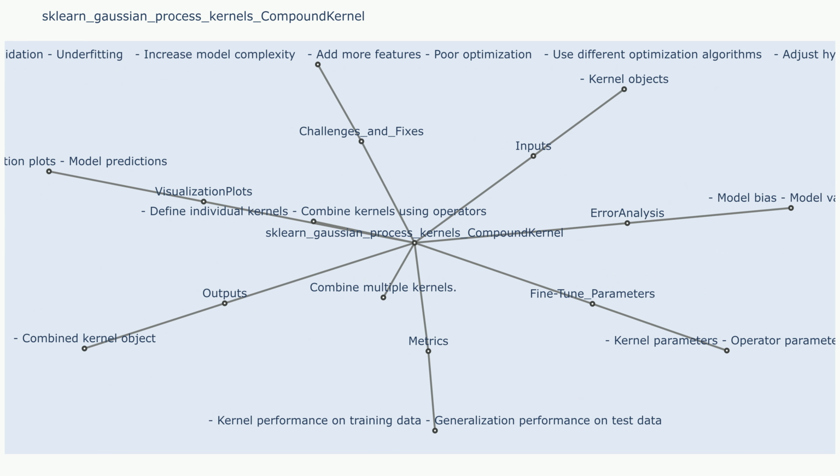Fixes to Challenge 3. Kernel approximation techniques. Use techniques like random Fourier features or Nystrom approximation to reduce the computational cost of evaluating the kernel function. Sparse kernel methods. Employ sparse kernel methods, such as the sparse greedy matrix approximation, to reduce the number of kernel evaluations required. Optimization techniques. Use efficient optimization algorithms, such as stochastic gradient descent (SGD), to speed up the model training process.